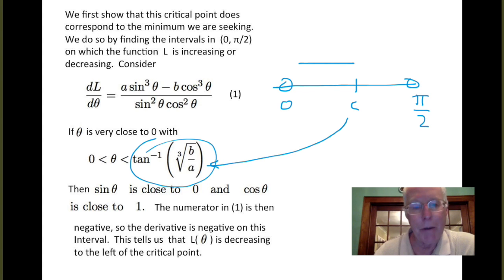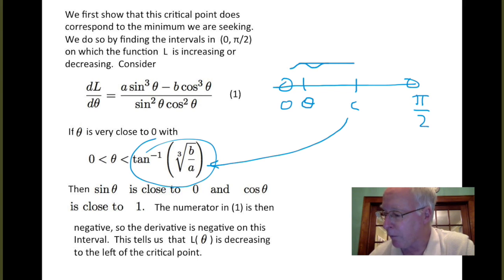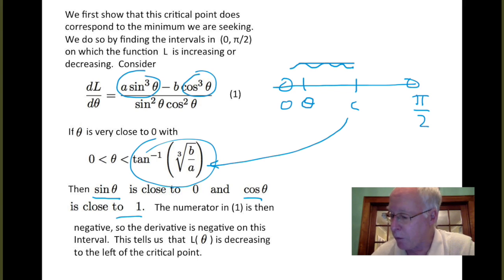And for that, I'm going to imagine that we have a theta that is very close to 0 down here. It's not going to equal 0, but I can make it as close as I want, because I just want to see what happens to the derivative at that point. So if I pick a theta very close to 0, then the sine of theta will be close to 0, and the cosine of theta will be close to 1. And if the sine is 0 and the cosine is close to 1, we're going to get a negative numerator up there, and that'll tell us that the derivative is negative. L prime of theta is less than 0 here, and so on this interval, L is going to be decreasing.